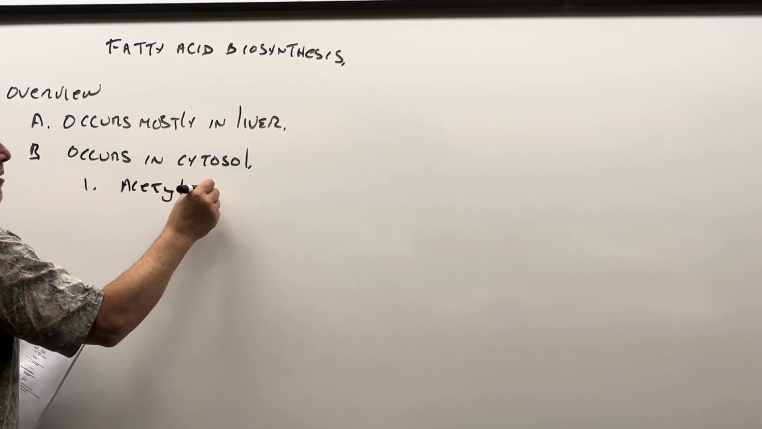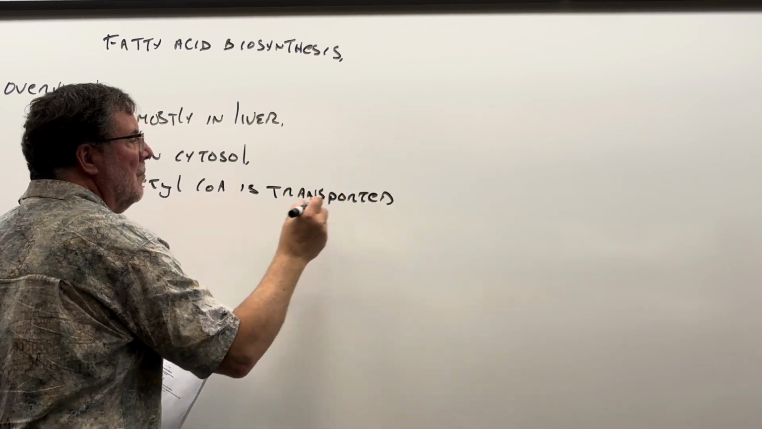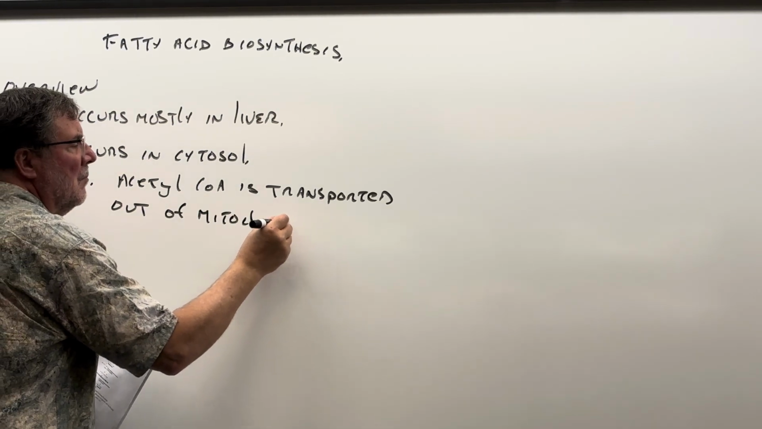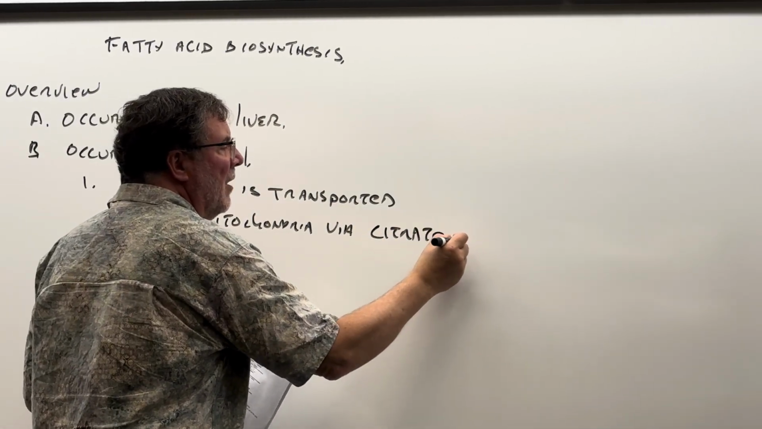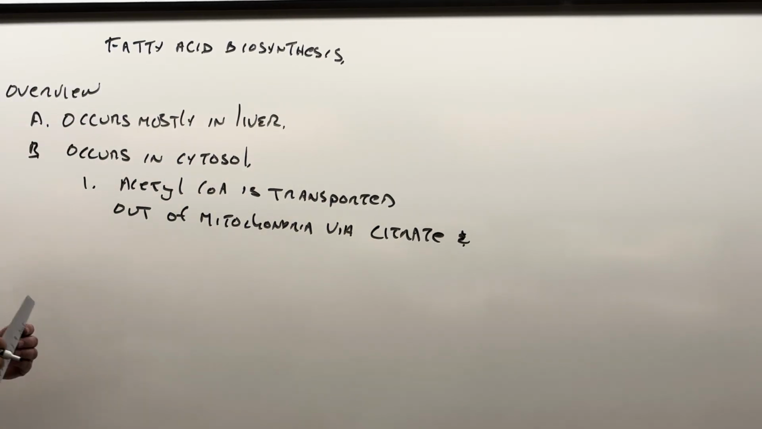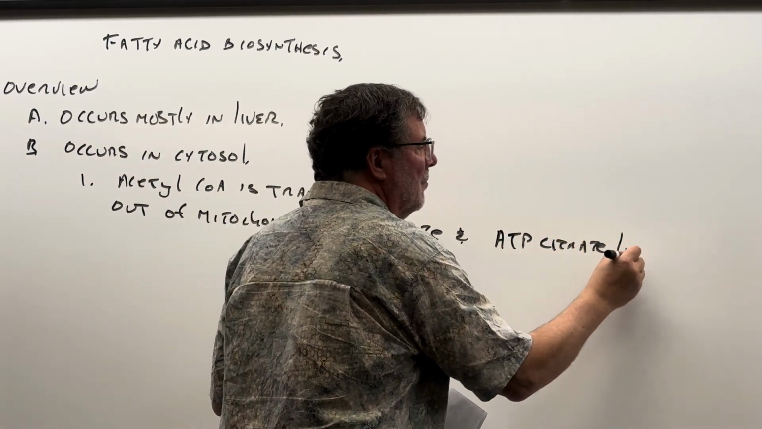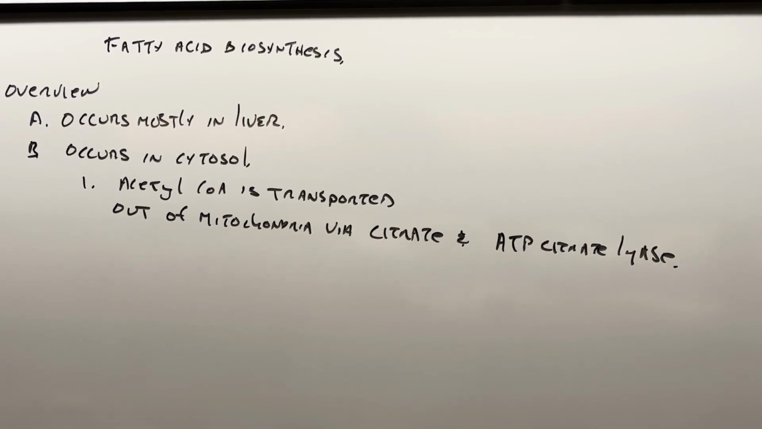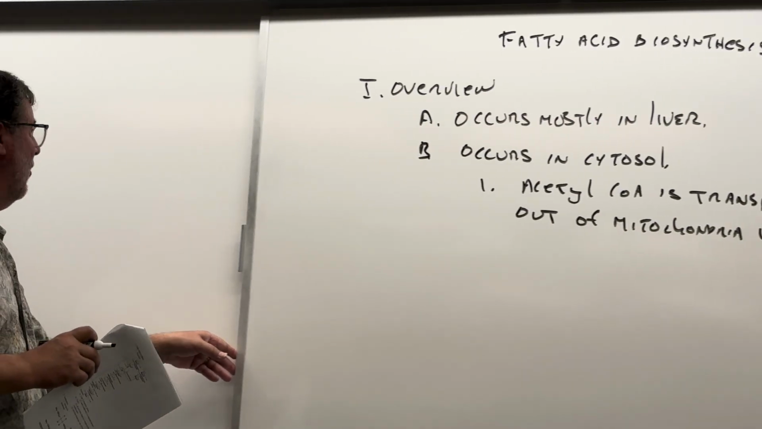acetyl-CoA is transported out of the cytosol, out of the mitochondria via citrate, and then the action of ATP citrate lyase once it gets out in the cytosol. All right, so now we have our acetyl-CoA out in the cytosol.